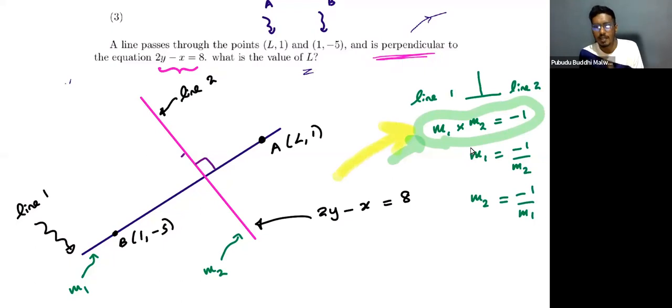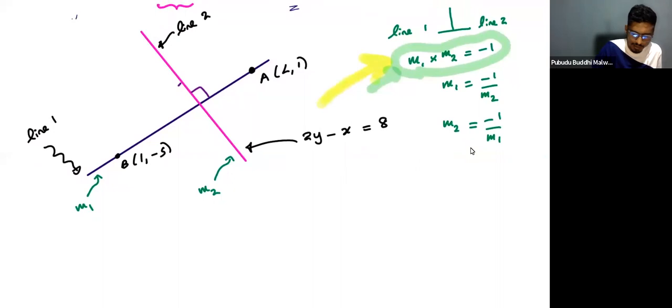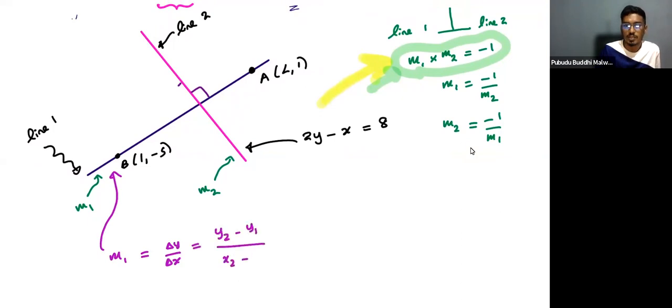So for that, we need M1 and M2. So M1 is the slope of that blue line. So we can compute that very easily using rise over run. y2 minus y1 over x2 minus x1. So let me take this point as my second point, x2, y2, x1, y1. So subtract 1 minus, be careful here, this is minus 5 again. So 1 minus minus 5.